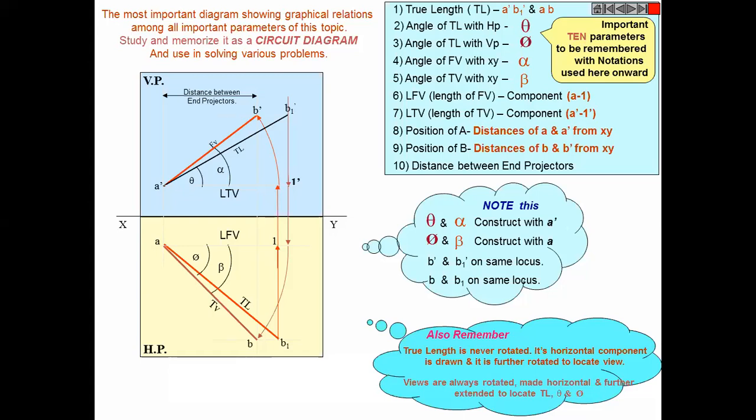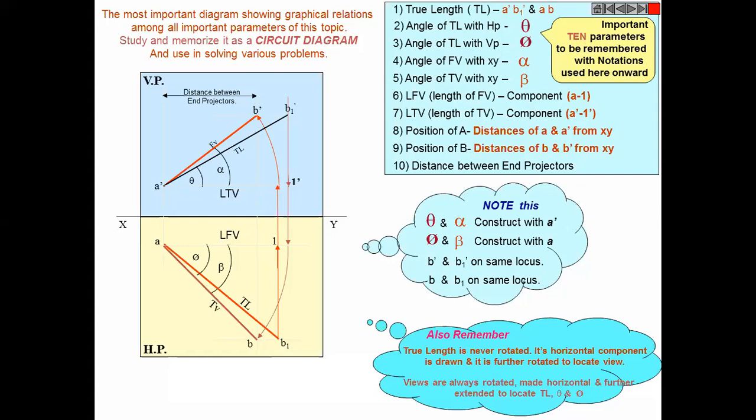Parallel to VP and HP. Yeah, that is fine, that is the simple case. I am talking about a line inclined to both planes. If it is parallel, the same length will be there in top view and front view. Yes, correct, both will give us true length.